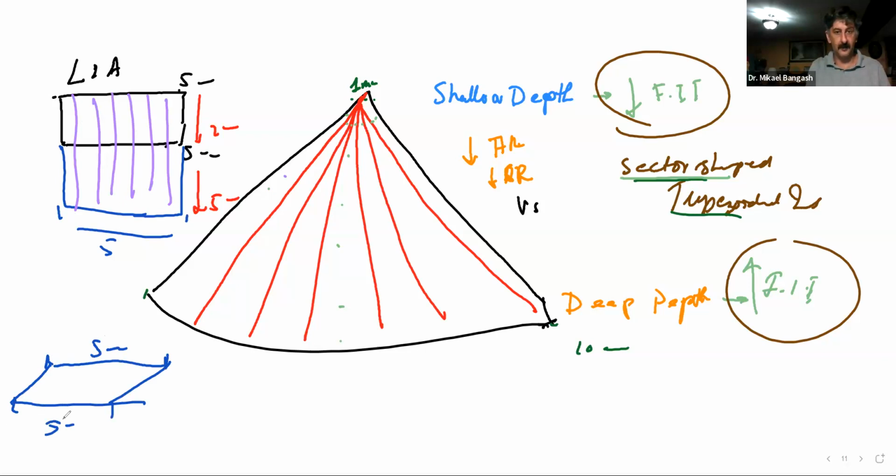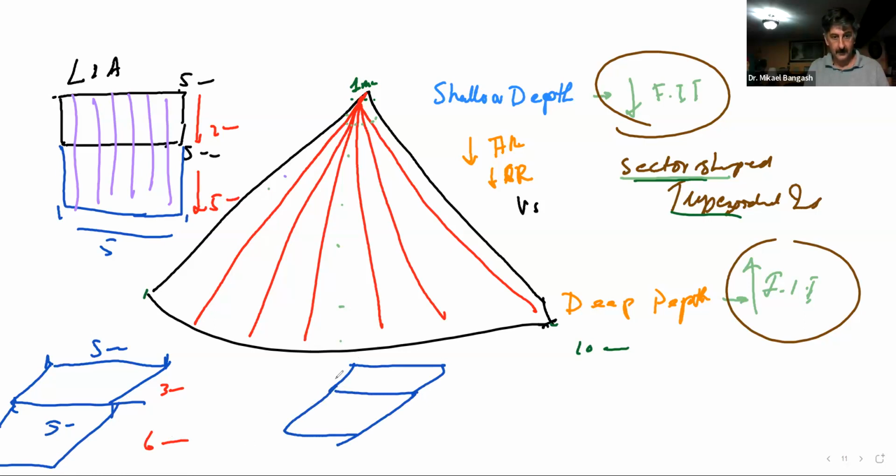Irrespective of, as if our imaging depth was, for instance, 3 centimeters, we can increase it further. So let's say it's 6 centimeters. Add a depth of 6 centimeters. Let's say we increase the depth.